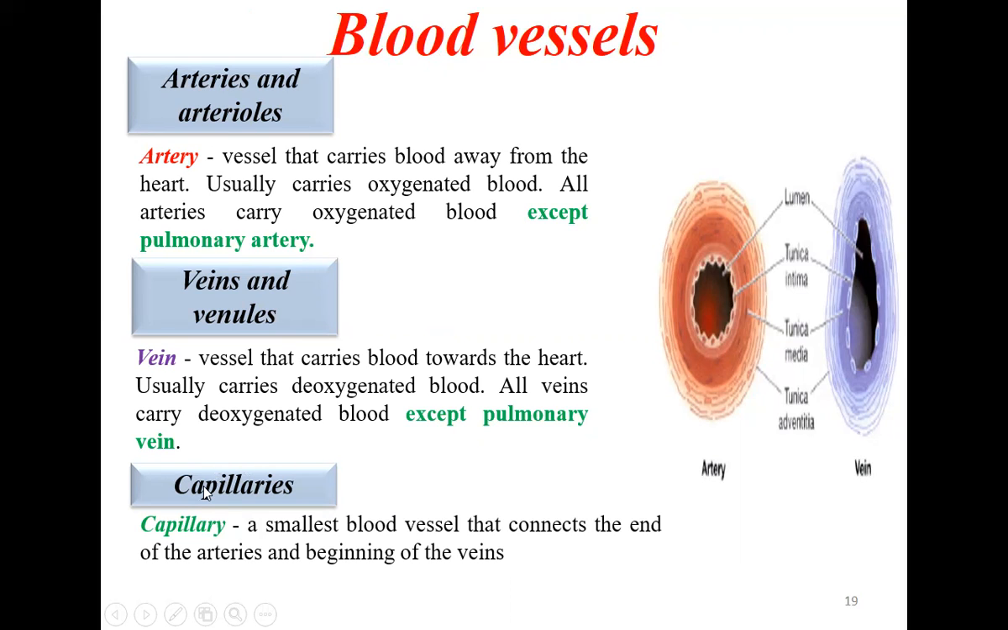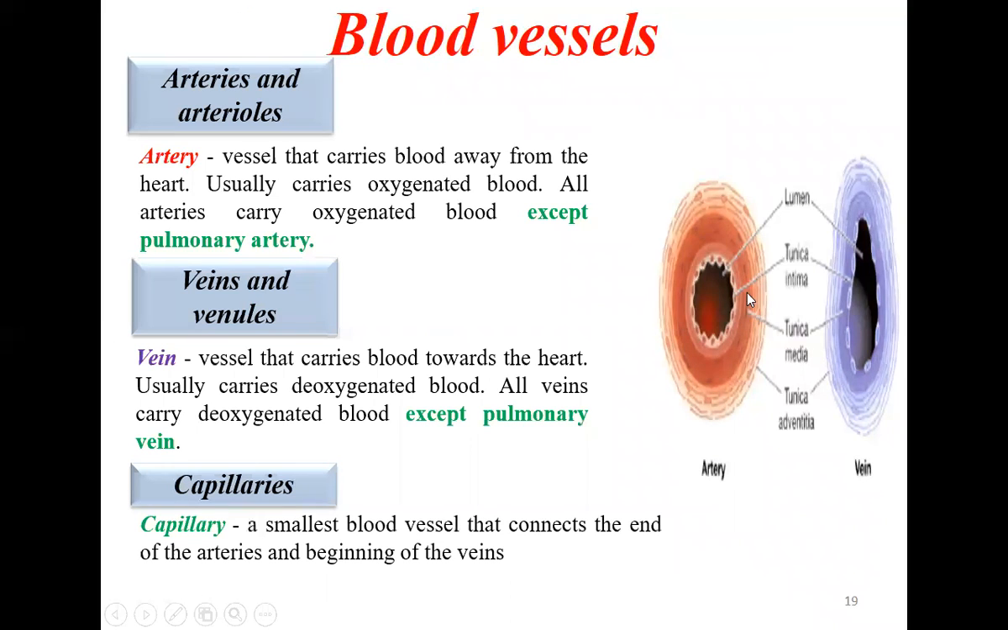Okay, then coming to the capillaries. What are capillaries? The connection between the smallest artery and the smallest vein, that is, the arterioles and venules, is called the capillaries. Capillaries are the smallest blood vessels that connect the ends of the arteries and the beginning of the veins. So the connection between the artery and the vein is by the capillaries. Now if you study the structure through histology, this is the structure of the artery and this is the structure of the vein.